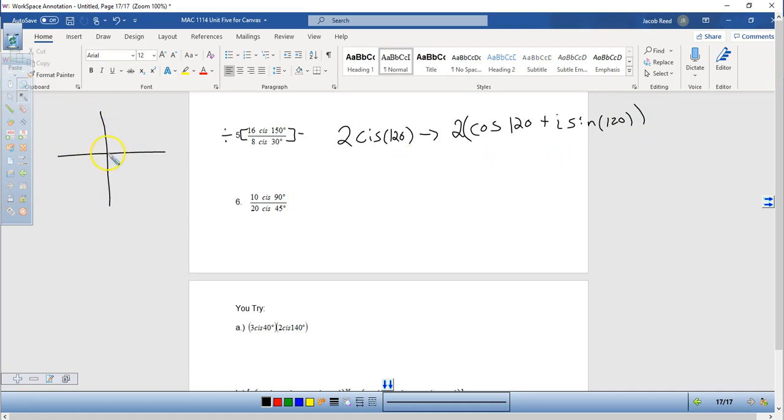Picture for reference. Here's 120 degrees, which is a reference angle of 60 degrees. So cosine of 120 is negative 1/2. Sine of 120 is root 3/2. 2 matches the denominator, so cross off all the 2's. And I'm left with negative 1 plus i root 3.